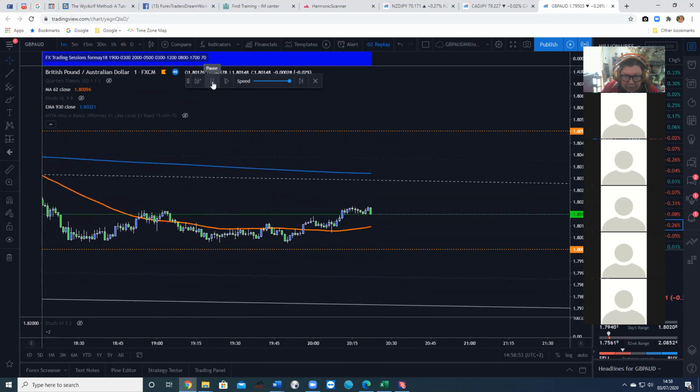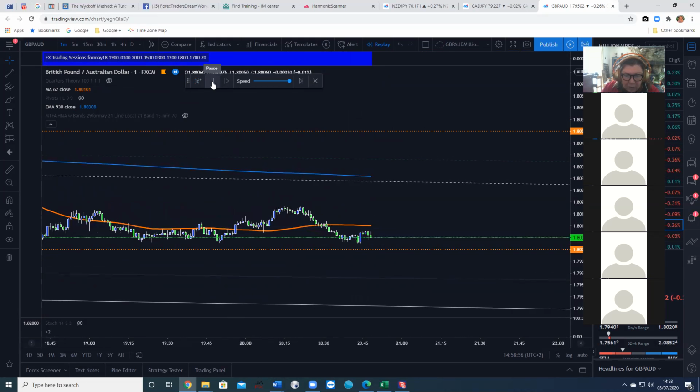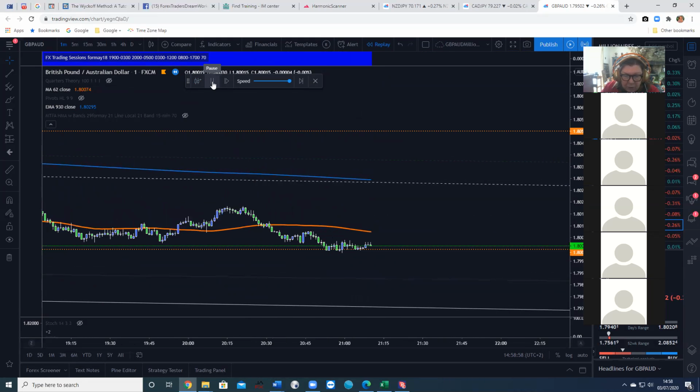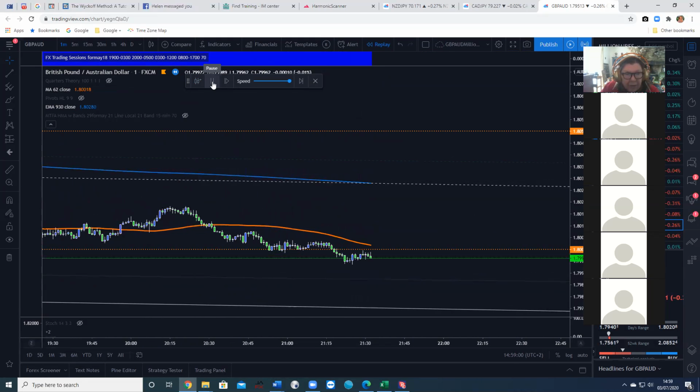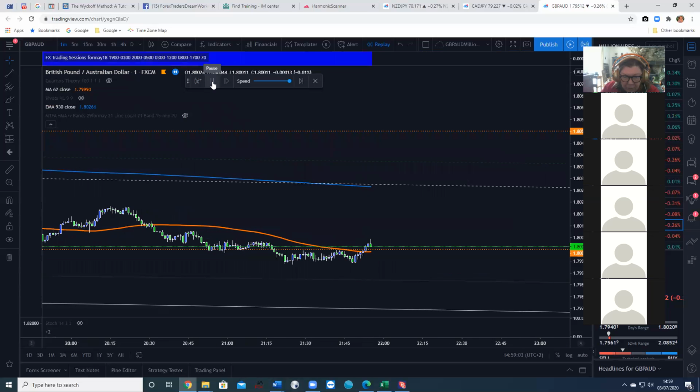I don't know where price is at the moment. We've just finished playing it out. So it's just doing its thing along the 62 in between the quarter theory. And then it's trying to break down through.